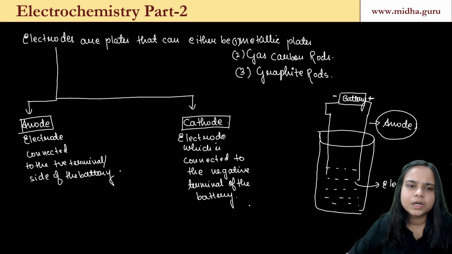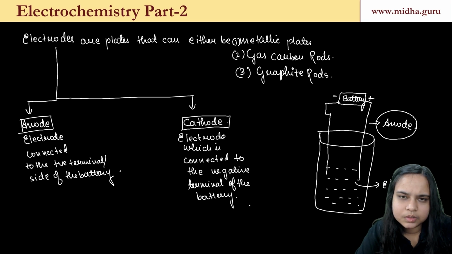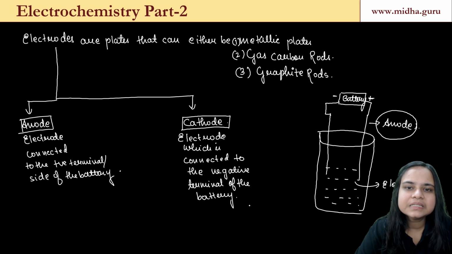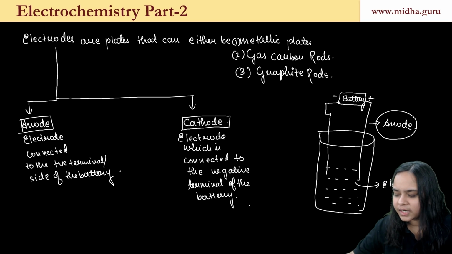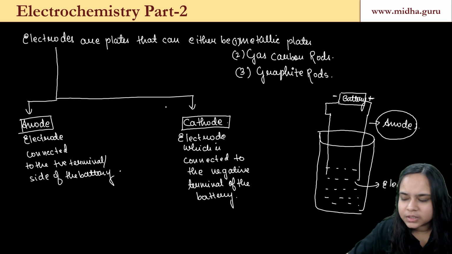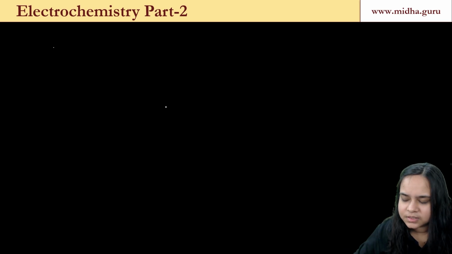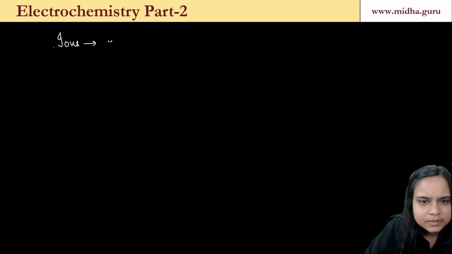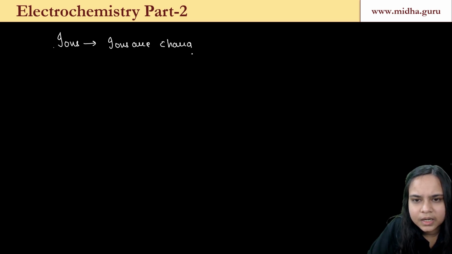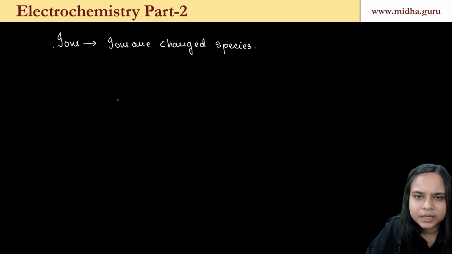Okay, now coming to the basics of ions. What are ions? Ions are charged species. Any element or any species which is carrying charge on itself is called an ion.